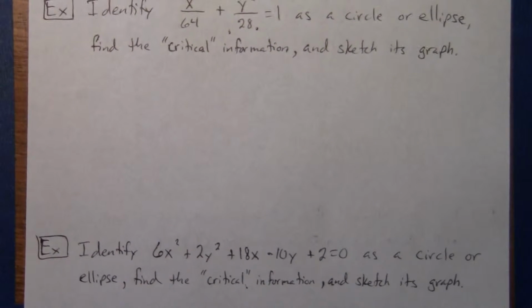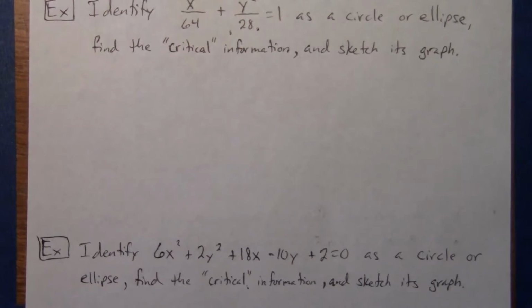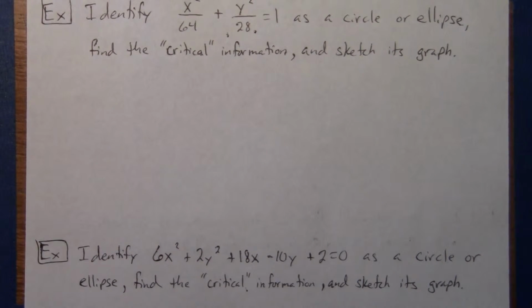First thing it asks us to do is identify this equation as either a circle or ellipse, and that should be very quick and easy to do. If you have two squared terms, x squared, y squared, and they're both positive, or I guess they technically could both be negative depending on the equation, but let's just assume that they're both positive for now, that means that you are dealing with either a circle or ellipse.